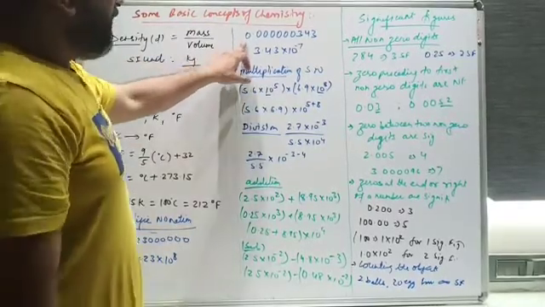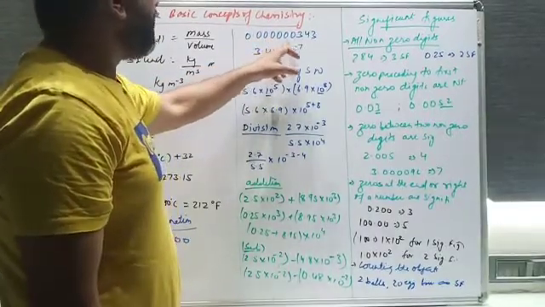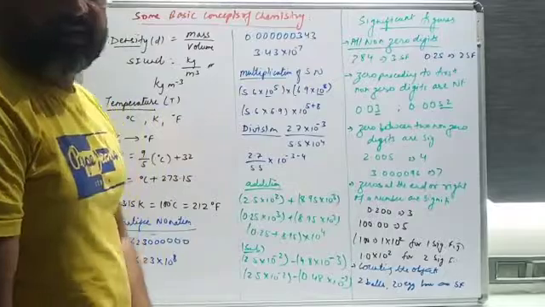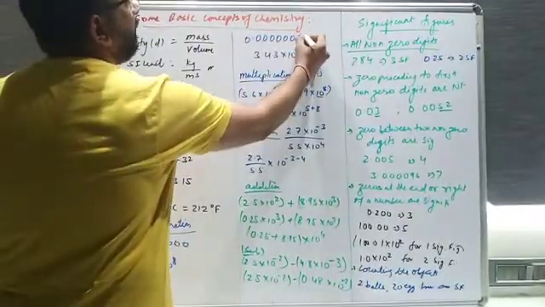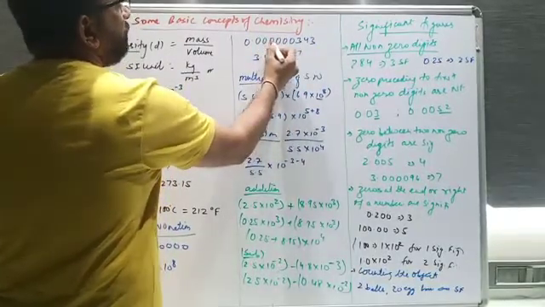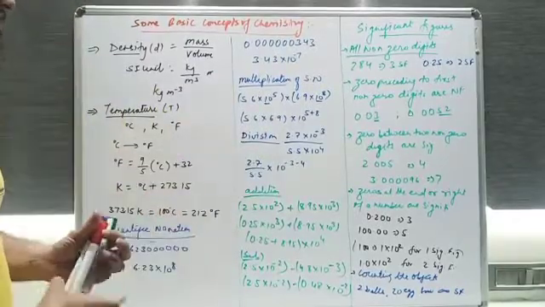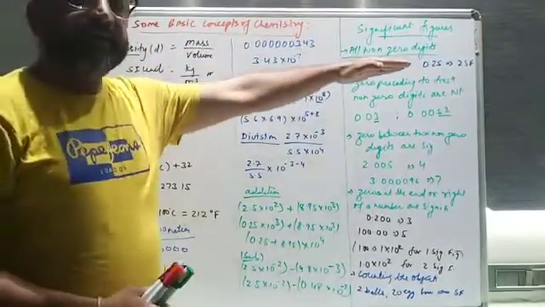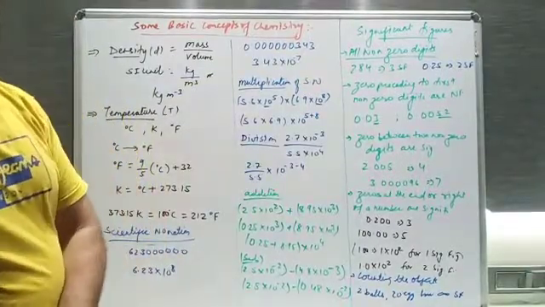Suppose the value is given, how many digits are there? 1, 2, 3, 4, 5, 6, 7, 8, 9 digits are there. So I need to take the decimal after the 3. After 3, how many digits are there? 1, 2, 3, 4, 5, 6, 7. So after 7 digits I need to take this decimal. It will be taken towards the right hand side, so this will come as -7 in the exponent.